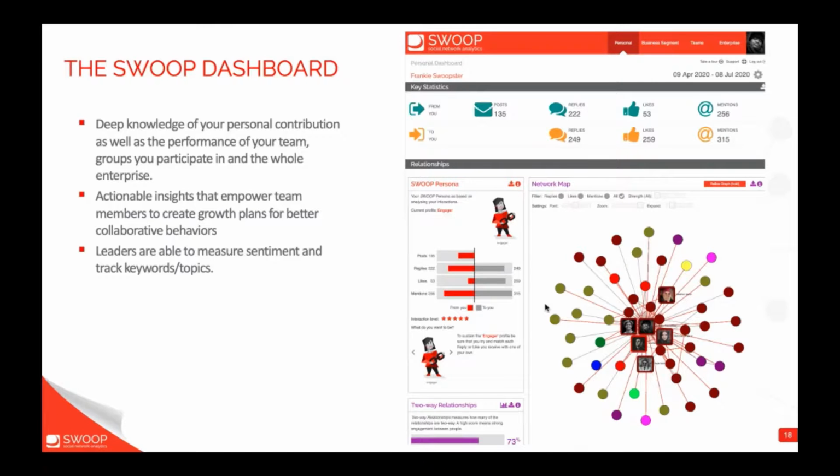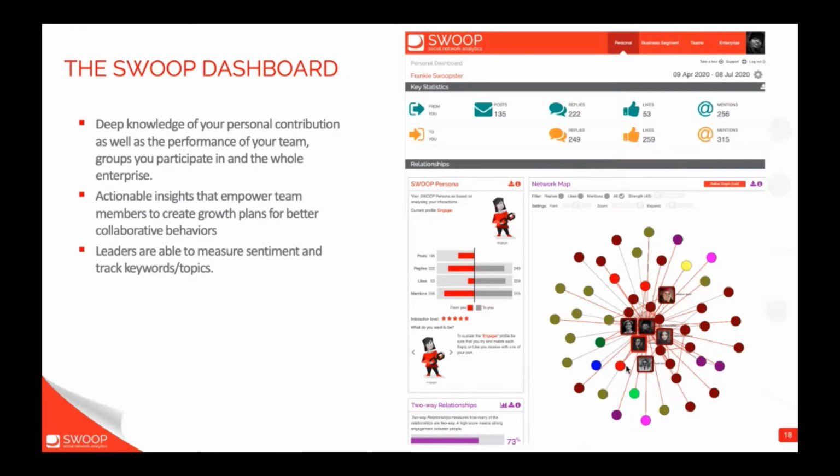In the goldenrod. We also have the unique SWOOP personas. SWOOP uses these unique personas to provide users insights into what their collaboration style is. Based on the activity you have on the platform is the type of SWOOP persona that you'll have. We have five. We have the observer, the broadcaster, the responder, the catalyst, and then the engager as well.